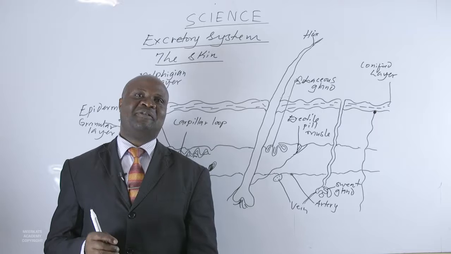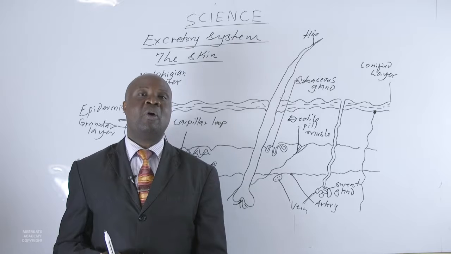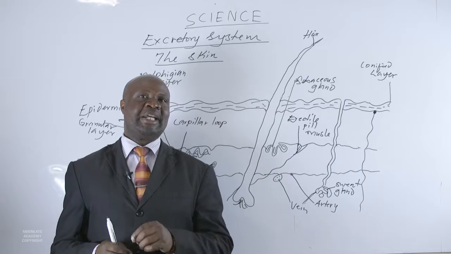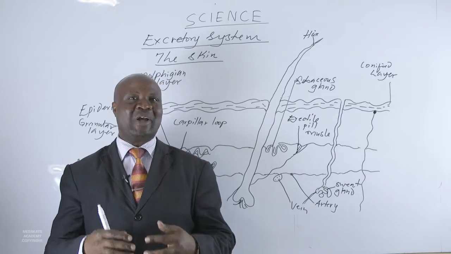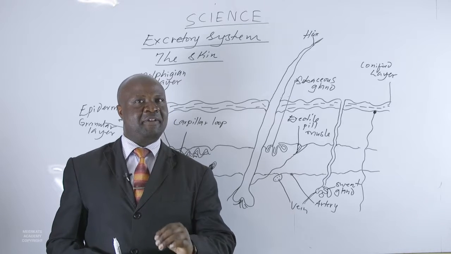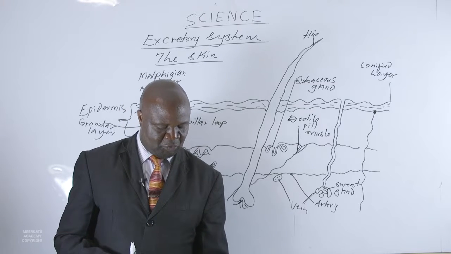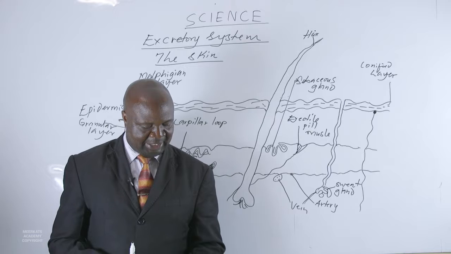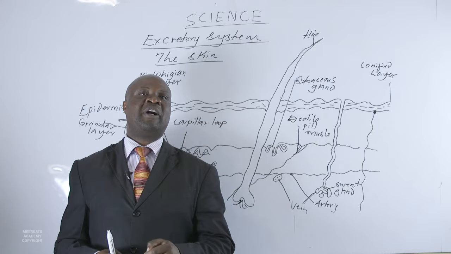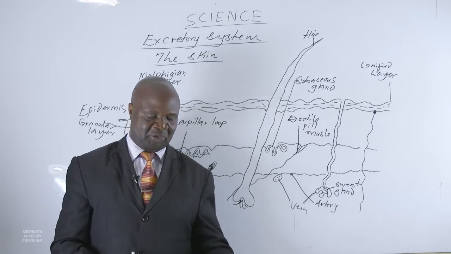One, we had defined excretion as the removal of waste products from the body. Excretion is the removal of waste products from the body. We shall see what these waste products are that are removed from the body. We also went ahead and defined some of the processes that assist in this excretion.